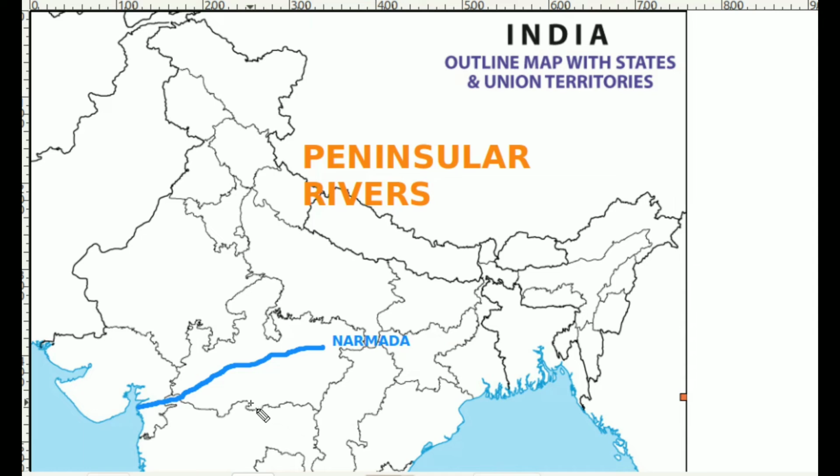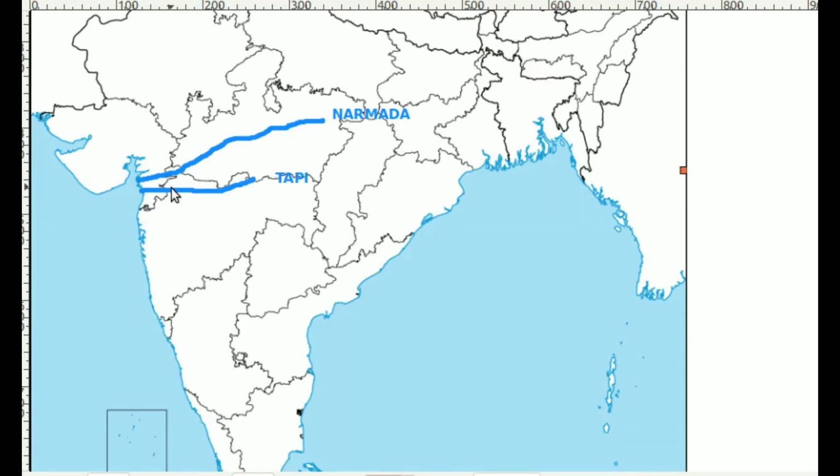Okay, now it is Tapi, originating from the southern slope of Satpura, flowing through Maharashtra and Gujarat to Arabian Sea, almost parallel to Narmada. That is Tapi. These are the two west flowing peninsular rivers.